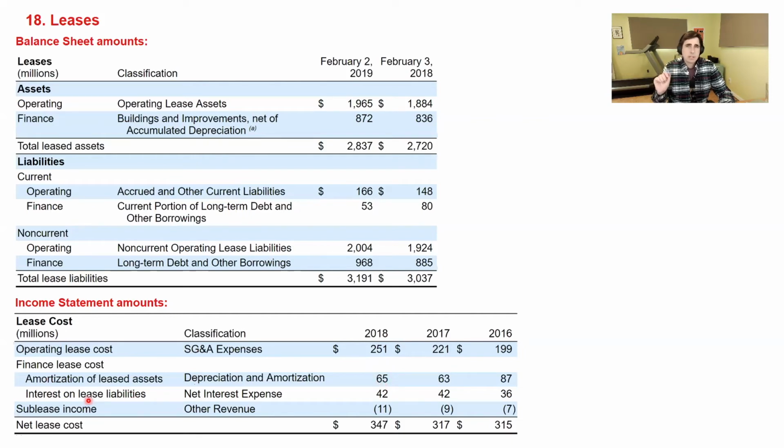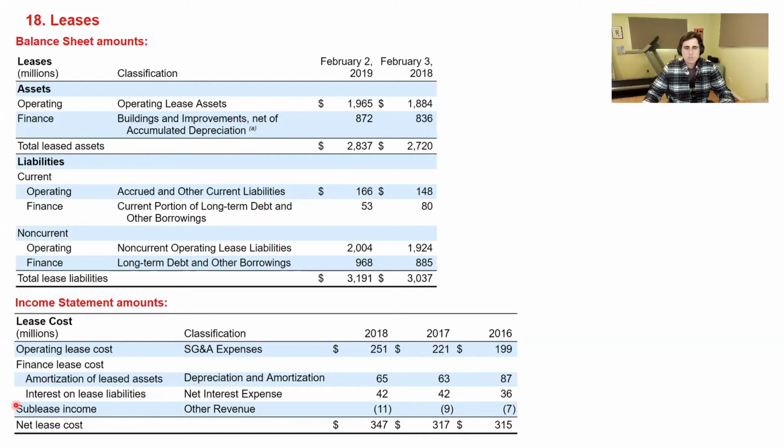The interest expense portion is on a different place in the income statement. So interest on leased liabilities, which is, again, interest expense is the effective interest method. Interest expense is equal to the beginning book value of the obligation times the effective interest rate, or the rate implicit in the lease. And that equals interest expense, this $42 million amount here. And that's kept for Target in the net interest expense caption of the income statement.